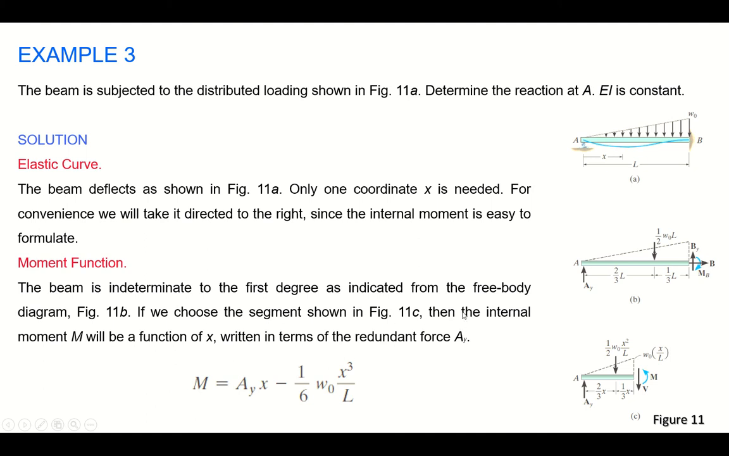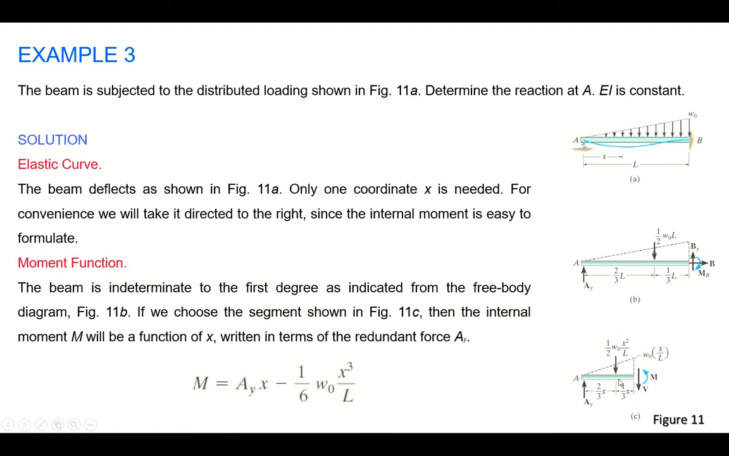So the internal moment M will be a function of x, written in terms of the redundant force Ay, right? So the bending moment equation will be equal to, what is the bending moment value here? It will be equal to Ay into this x, minus this force. What is the magnitude of this force? For example, the total force is equal to W naught into L divided by 2, since it is a triangular force. So the magnitude or the resultant is half into W naught into L.